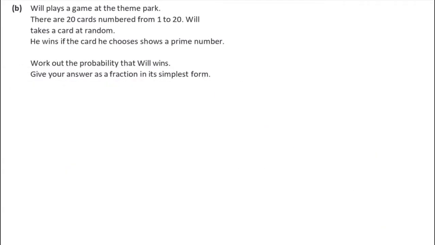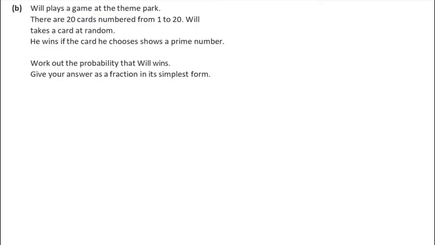Part B says, Will plays a game at the theme park. There are 20 cards numbered 1 through to 20. Will takes a card at random. He wins if the card he chooses shows a prime number. Work out the probability that Will wins. Give your answer as a fraction in its simplest form.